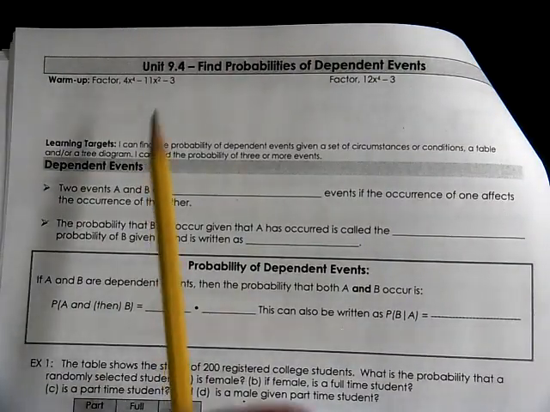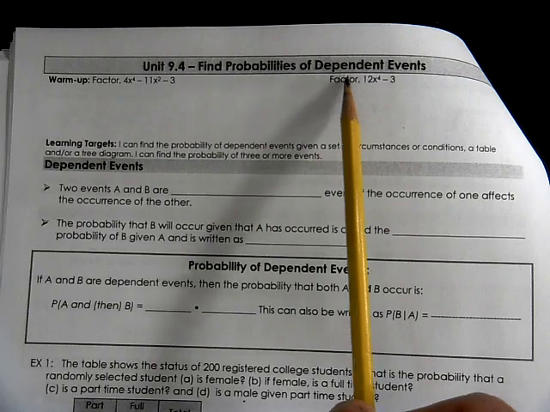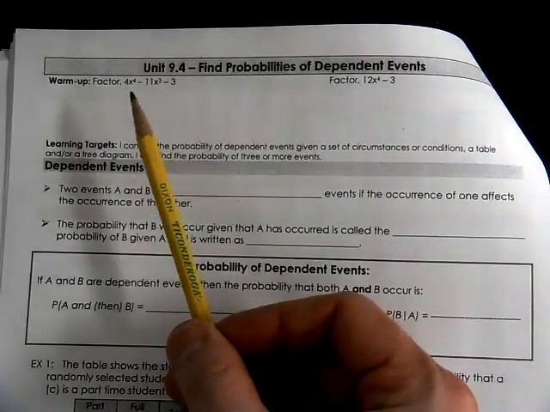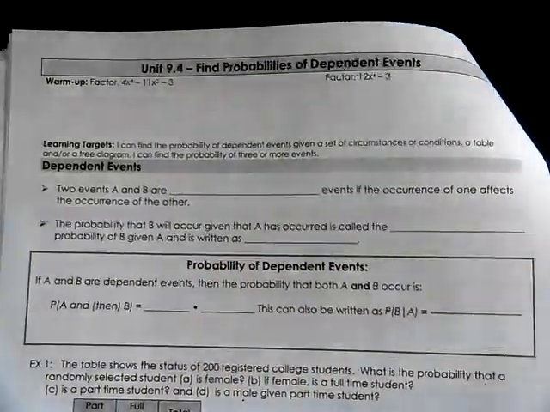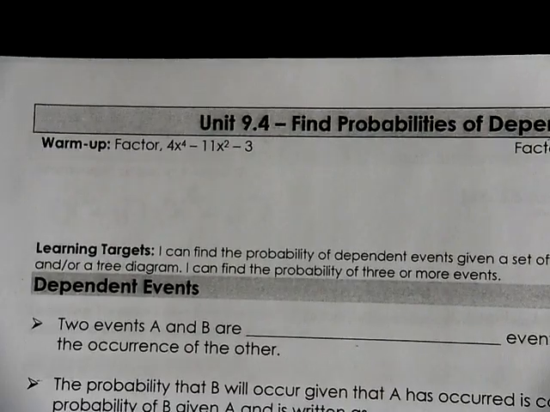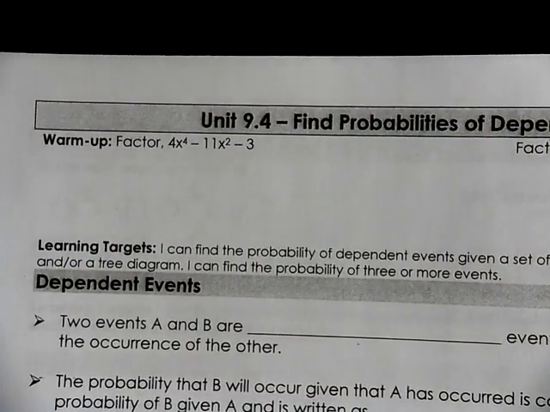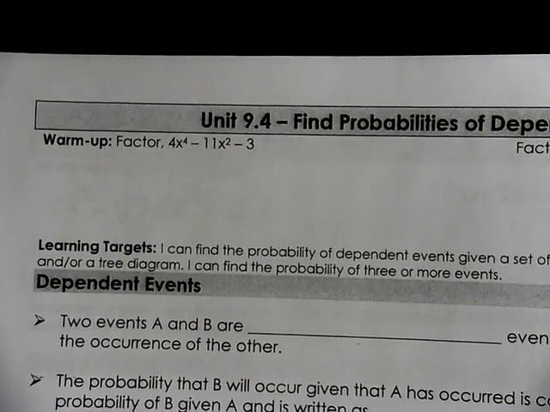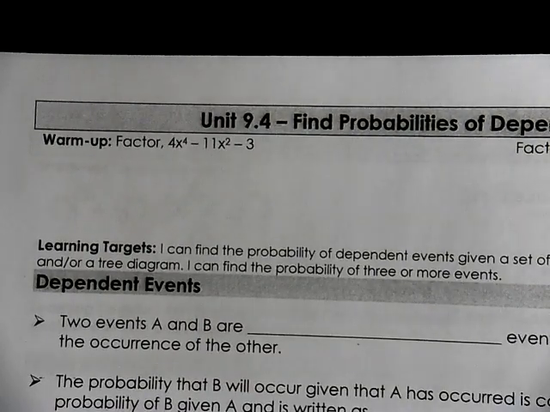This is Algebra 2 and Trig, 9.4. We're talking about dependent events. Before we get into that, we're going to work on some factoring. So there's our first warm-up question. Work on that factoring. You can pause the video, come on back, and we'll talk you through it.